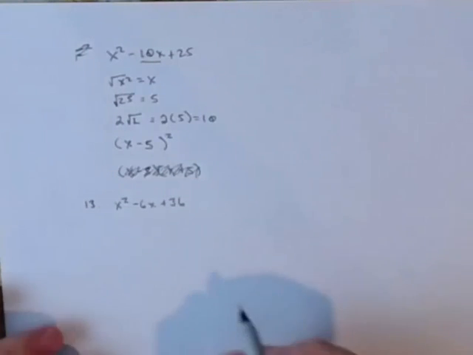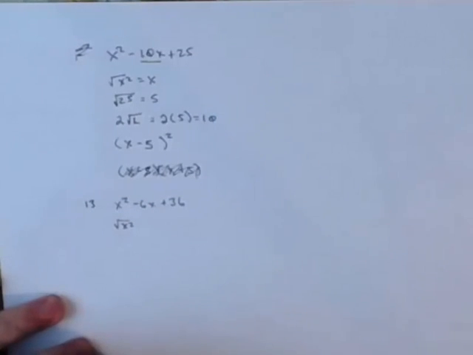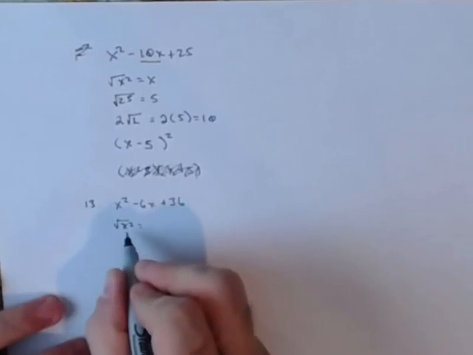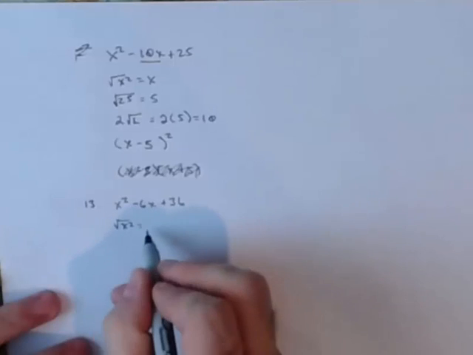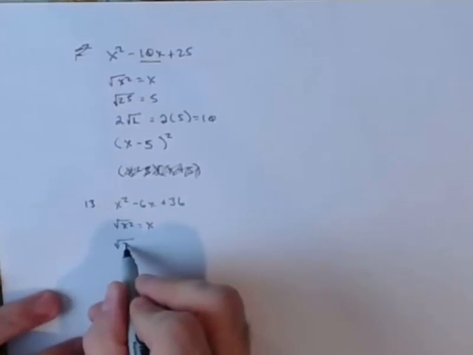Okay. First check, first term. x squared. Is it a perfect square? Yes. How do I know? Because the square root of x squared is x. The last term, the square root of 36.